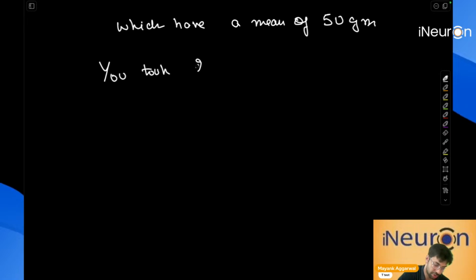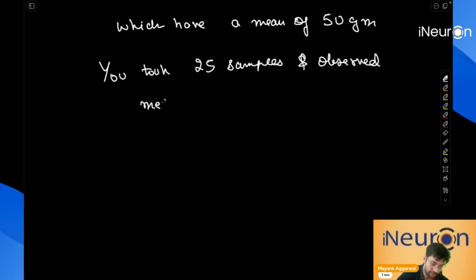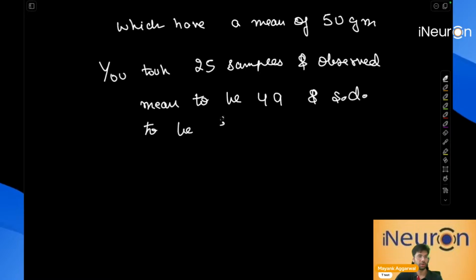So you took 25 samples, right? 25 samples, and we have observed the mean to be 49 and standard deviation to be 2.5.